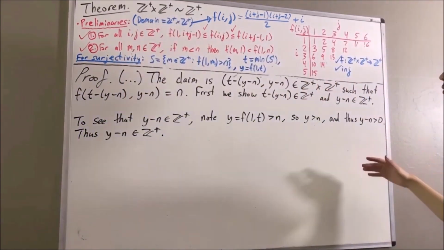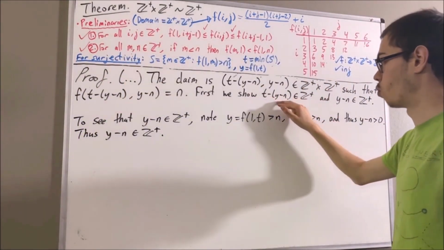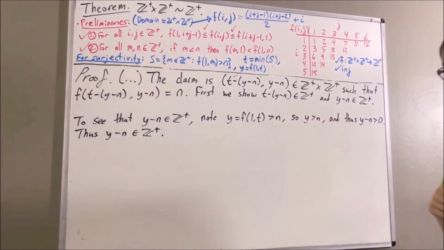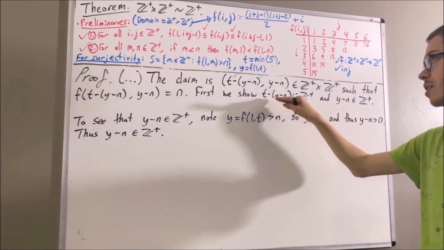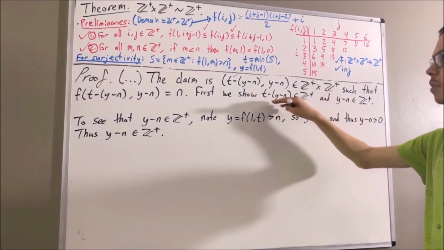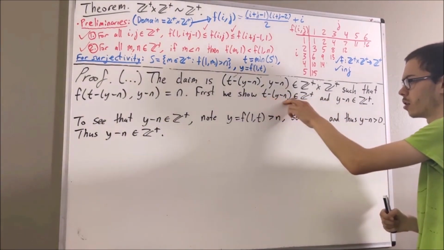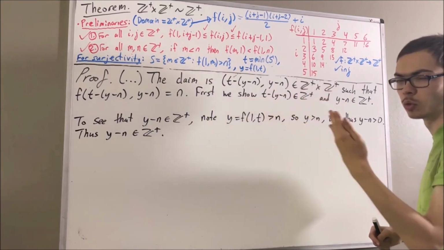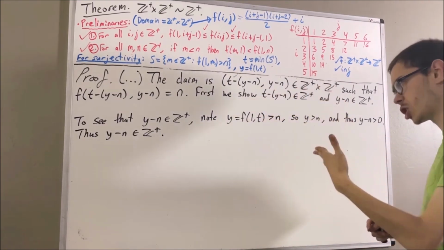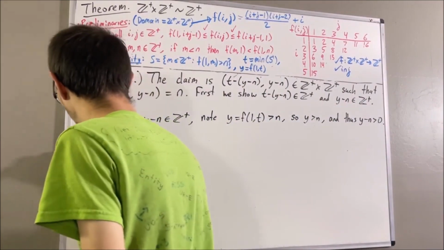Okay, but now we want to show that t minus (y minus n) is a positive integer. All we've got to do here is show that t minus (y minus n) is greater than 0, because we already know it's an integer. And to start this out, we're going to show that t is not equal to 1. So assume for a contradiction, t is equal to 1.